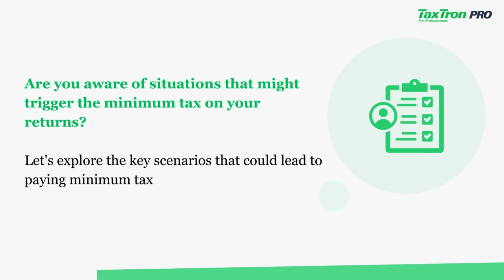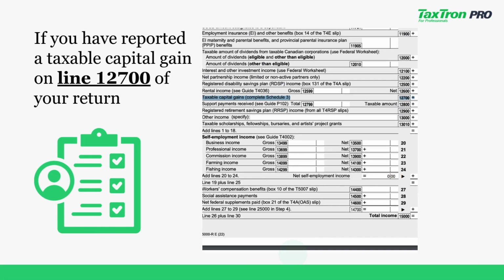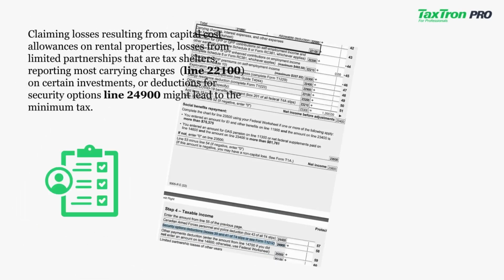Are you aware of situations that might trigger the minimum tax on your returns? Let's explore the key scenarios that could lead to paying minimum tax. Firstly, if you've reported a taxable capital gain on line 12,700 of your return.